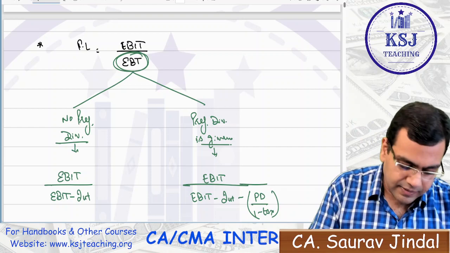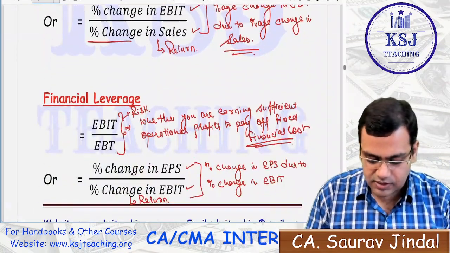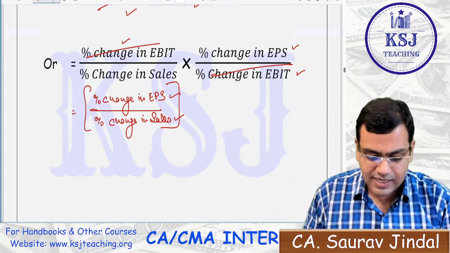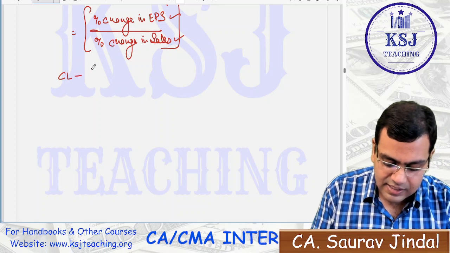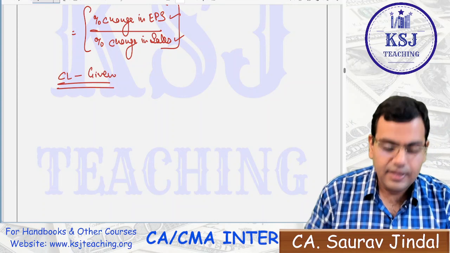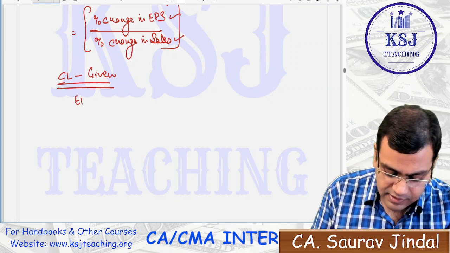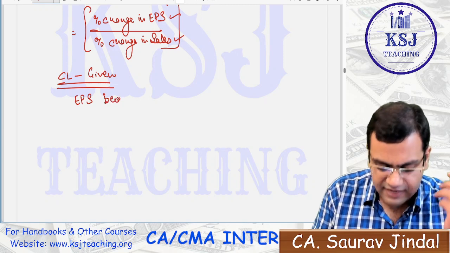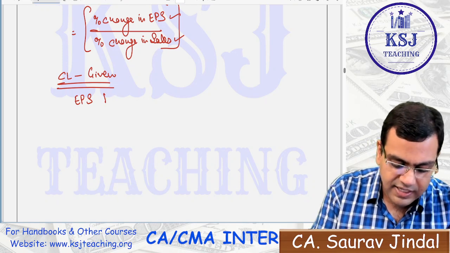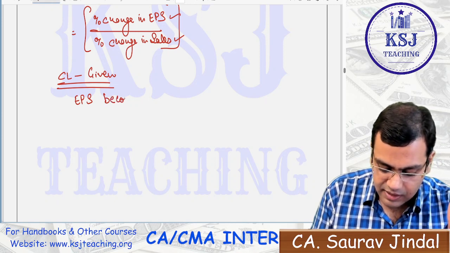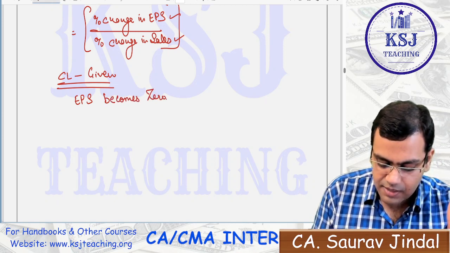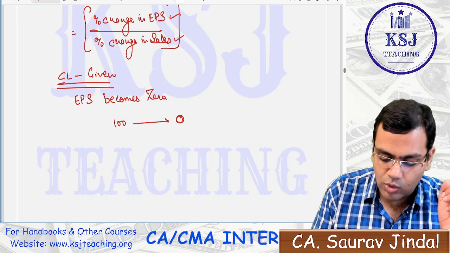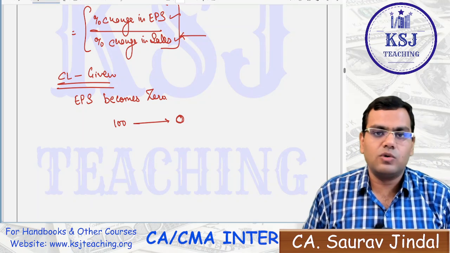Right? Another thing. In the question, what kind of a thing can be asked? Let's say you are studying the percentage change in EPS and percentage change in sales. The question says combined leverage is given to you, and the question says the EPS becomes 0. Let's say the EPS was 100. Now from this 100, it has dropped down to 0. He says, what will be the percentage change in sales? This kind of a question can be asked.